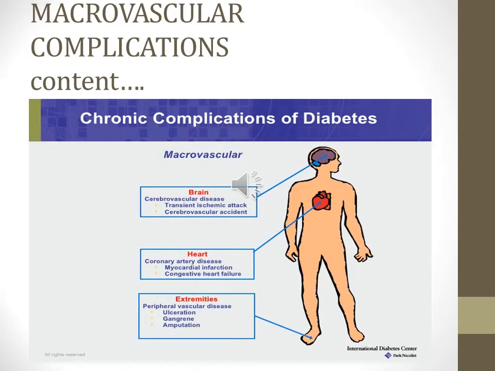Below are examples of the macrovascular complications. We have the brain: cerebrovascular diseases, TIAs, cerebrovascular accidents. The heart has problems such as coronary artery disease, myocardial infarction, or congestive heart failure due to macrovascular complications. And in the lower extremities is the PVDs, peripheral vascular disease, that is the ulcerations, gangrenes, or amputations.